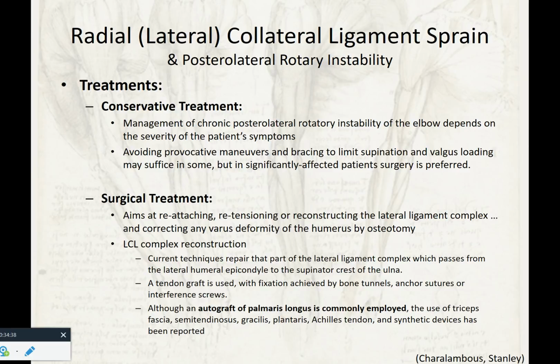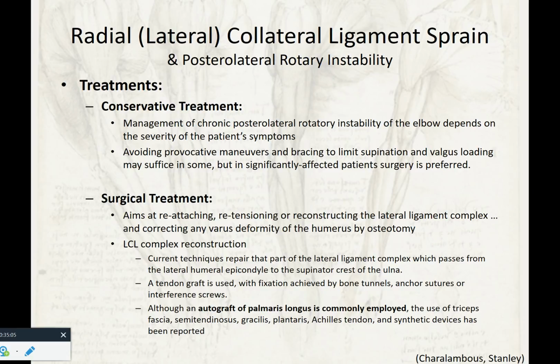So treatments, what do we do? Conservative treatment: we want to manage chronic posterolateral rotary instability of the elbow, and this depends on the severity of the patient's symptoms. We want to avoid provocative maneuvers, and we might brace to limit supination and valgus loading, but in significantly affected patients, surgery is preferred just because there's no stability. The patient's daily life is very impaired.